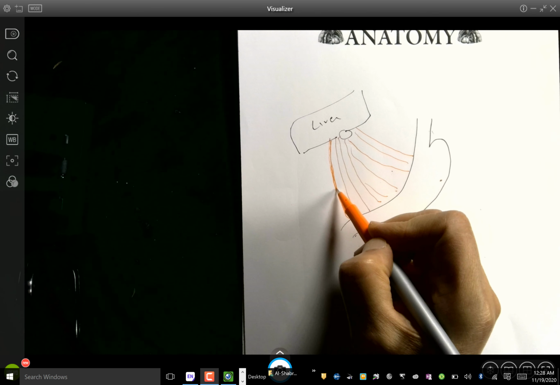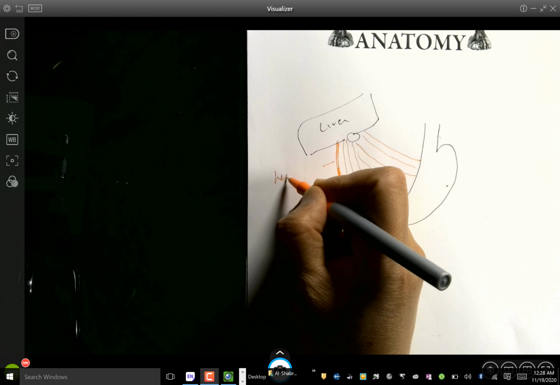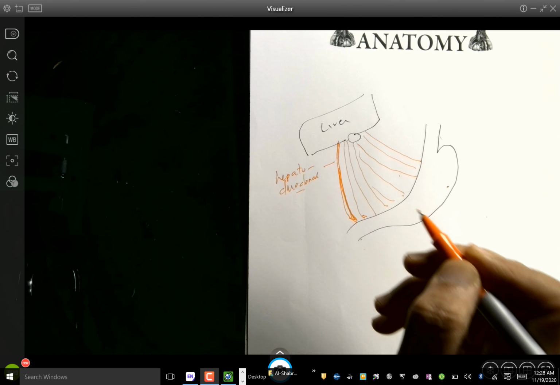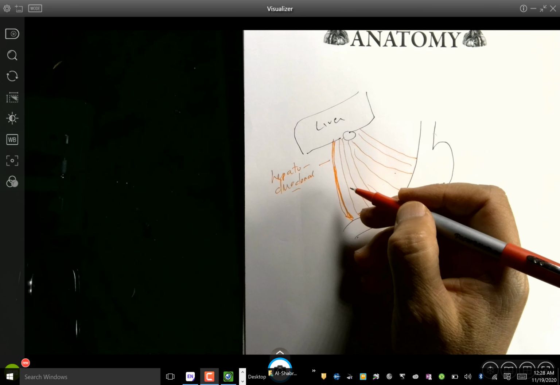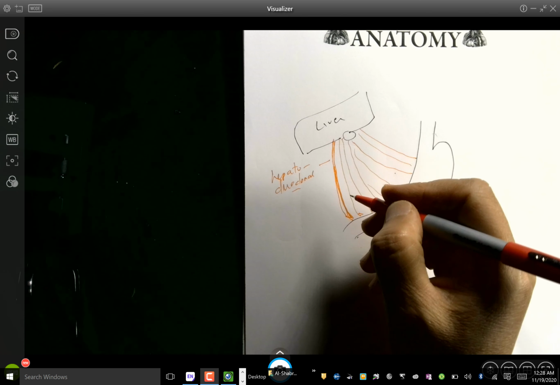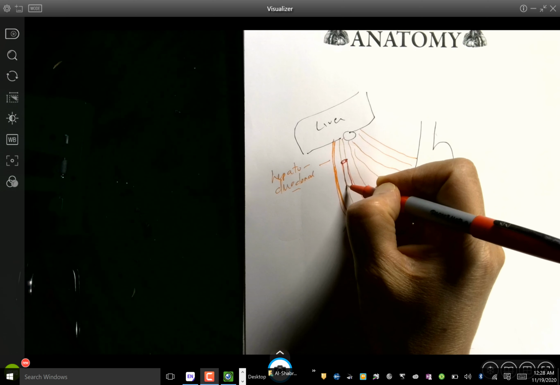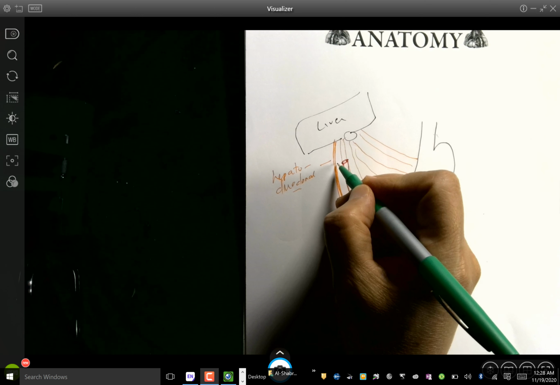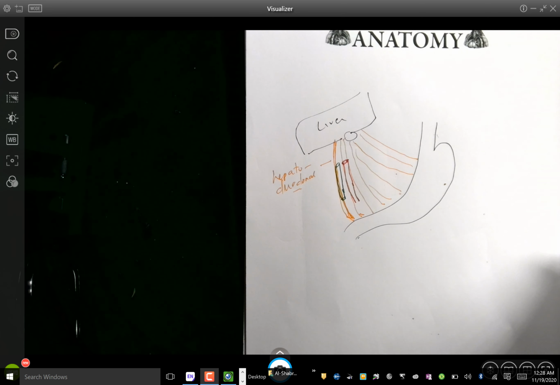The free border, we call it the hepatoduodenal ligament. It is hepatoduodenal because it is related to the duodenum. What are the structures here? You will find the hepatic artery, as I mentioned, the portal triad: hepatic artery, common bile duct, then behind them the portal vein.